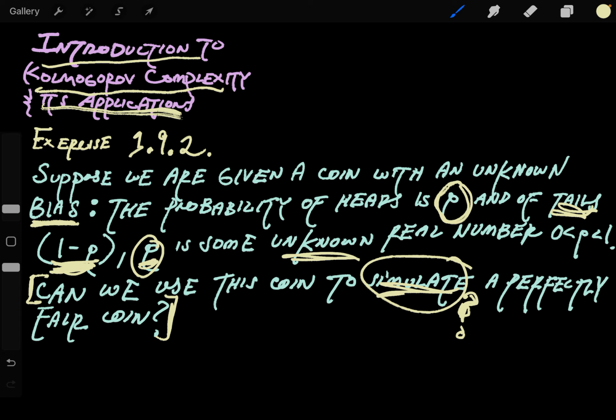If we know the bias, if we know p, we can maybe use that coin to simulate something that's 1 out of 2 times. But what's key here is that we don't know p. It's unknown. So how can we do this? Just pause this video, take some time to think about whether or not this can be done, and read through this question in detail to make sure you understand it before I continue.